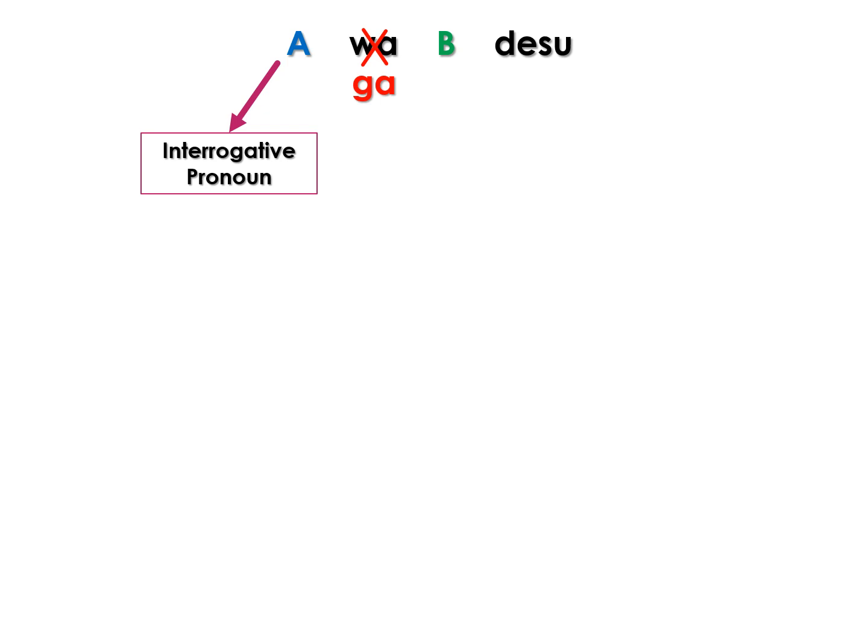And the topic particle wa changes to the subject particle ga. That's because you want to ask a question. You want a specific answer. And the subject particle ga denotes that specific answer, that the subject is the doer of the action. B, the predicate, is a noun or adjective, but typically an adjective. Then we add the question particle ka at the end to make the whole sentence a question. So the whole sentence pattern becomes interrogative pronoun ga, B desu ka.